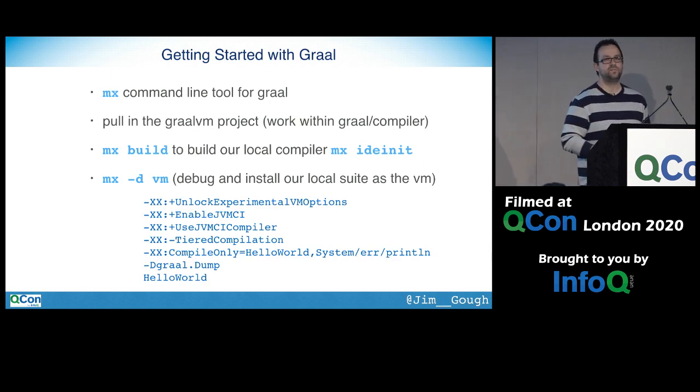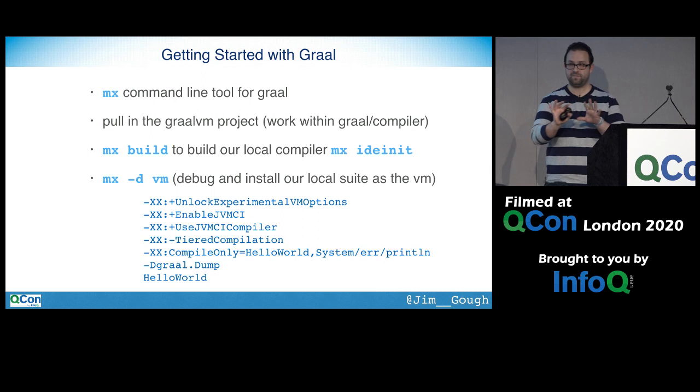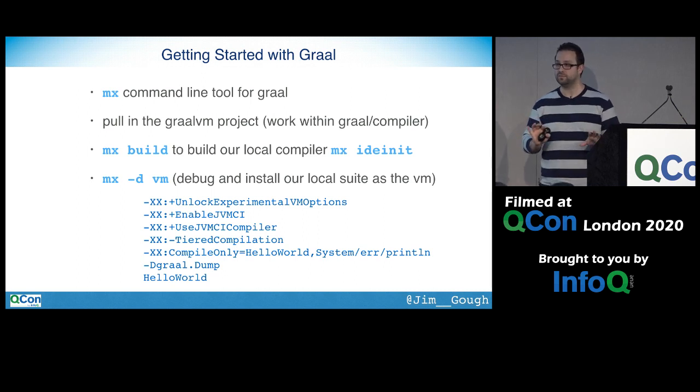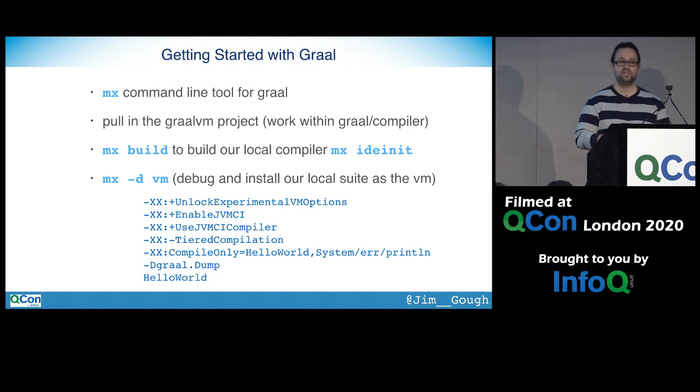So how do you get started with this? I'm going to write up a post on all of the different steps that you would have to take. But effectively, there's a command line tool for Graal called mx. What the mx tool does is it allows you to run builds of the Graal compiler. In the example that I'm using, I've pulled the GraalVM project locally onto my laptop, and I'm working specifically within that Graal compiler area. You can then run mx build, which will build the Graal compiler and give you a jar file.